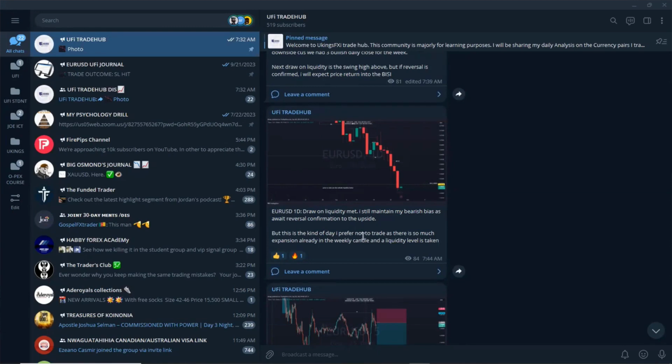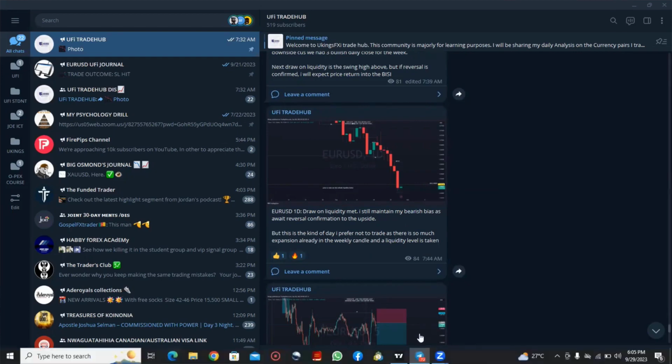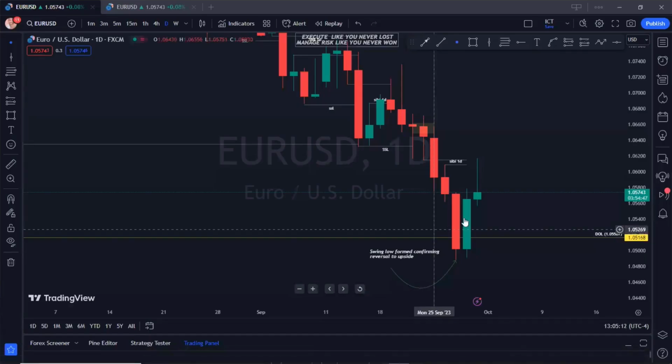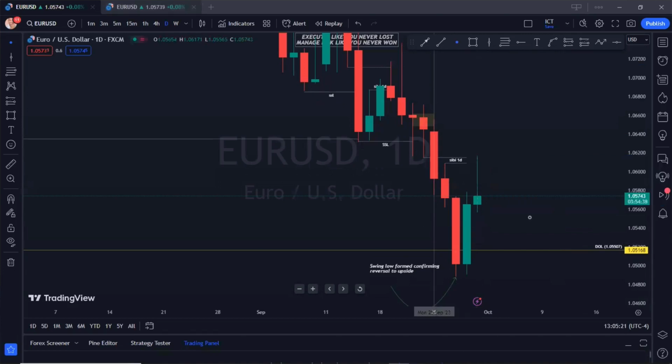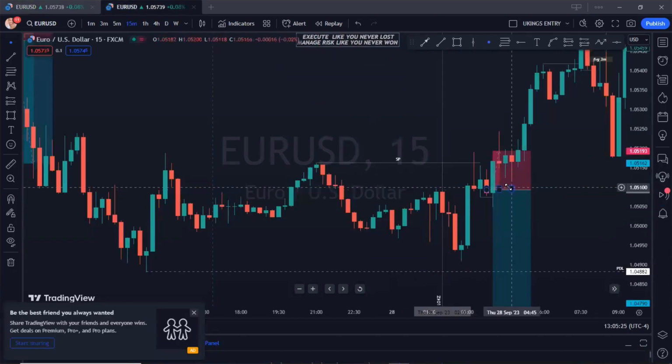But this is the kind of day I prefer not to trade, as there is so much expansion already in the weekly candle. So I stated it here categorically that I don't want to trade, but this spirit in me pushed me to trade that day. Or I think it's my friend actually influenced me to execute the trade. I didn't regret it because I have to take responsibility for any action or decision I take in the marketplace. So I don't need to blame it on anybody, and I just collected my loss.